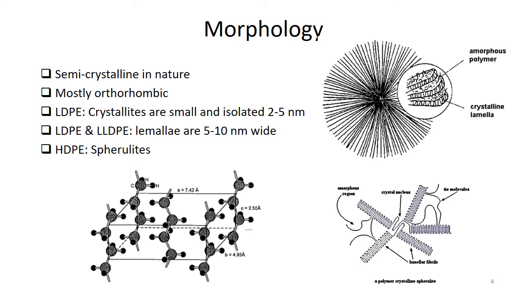So what I said is that in low density polyethylenes, the crystallites are very small and isolated, but in the case of a modest form of crystallinity, low density polyethylenes and linear low density polyethylenes exist, and in these cases the lamellae are these folded structures. They are 5 to 10 nanometers wide.